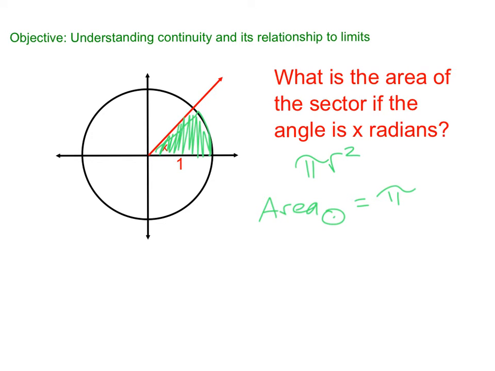Now how much of the circle is that? Well, that's x radians out of how many total radians in a circle? 2 pi. So x over 2 pi times the area of the circle, pi. The pi's cancel. So the area of that sector is x over 2. Right? X over 2 is the area of that sector.